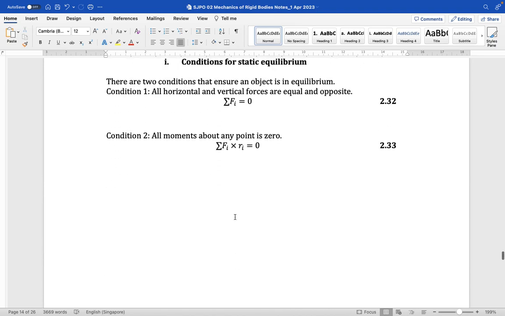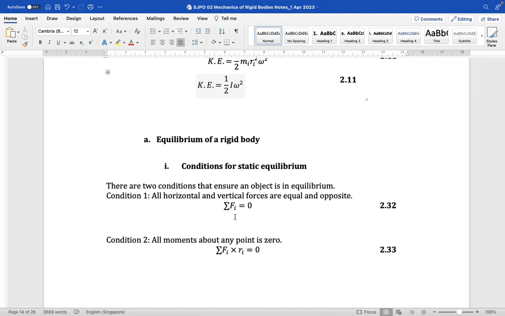The last section we are talking about is equilibrium. An object is in equilibrium only when two conditions apply. One is that all the forces acting on it are balanced, which means the object is not moving in a translational way. Secondly, all the moments acting on the object must also equal zero, which means about any point on the object, there is no unbalanced moment causing the object to start to rotate. So an object is in equilibrium if it is not moving and it is not rotating.